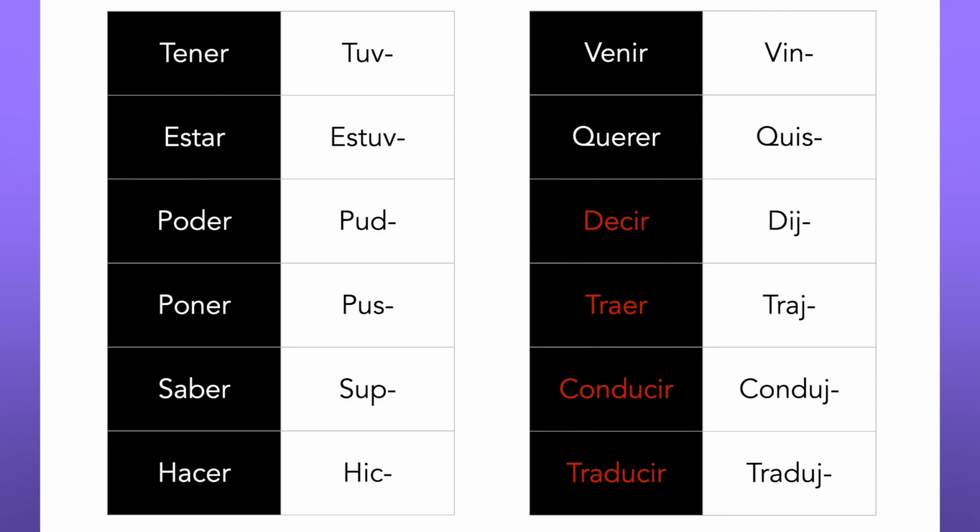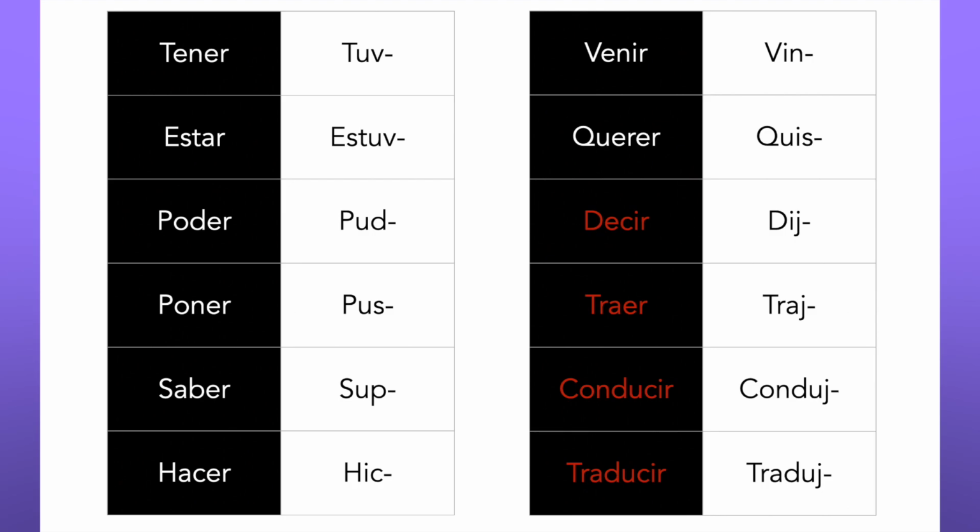I continue. Venir, querer, decir. Notice these have changes as well. Now, it gets pretty wild because if you look at, for example, querer, it starts off now with quis. So, quise, quisiste, quiso, quisimos, quisieron. Very different than querer.